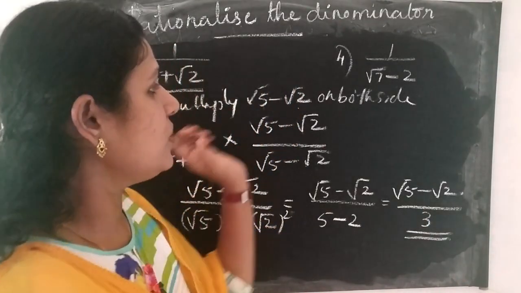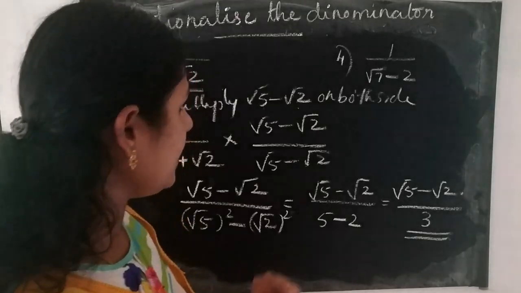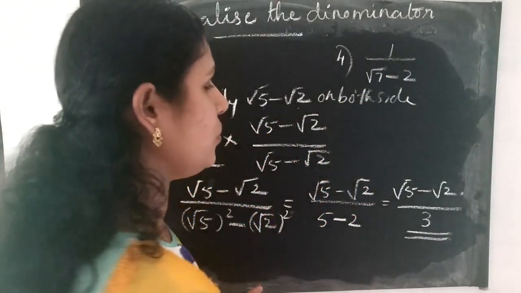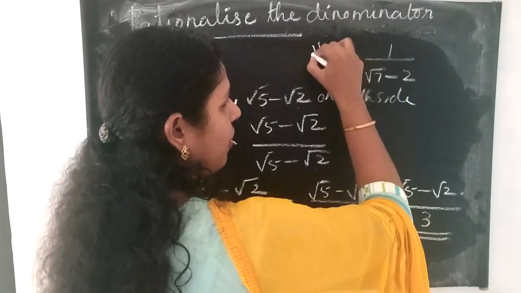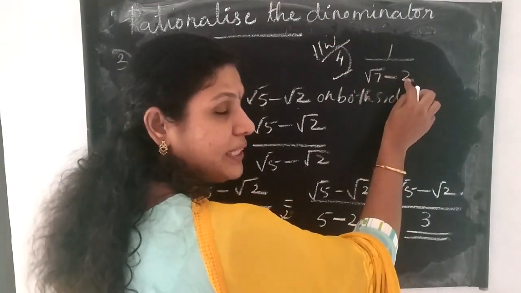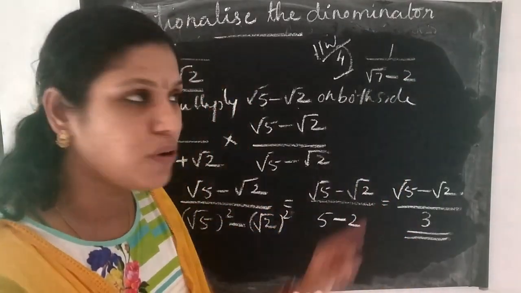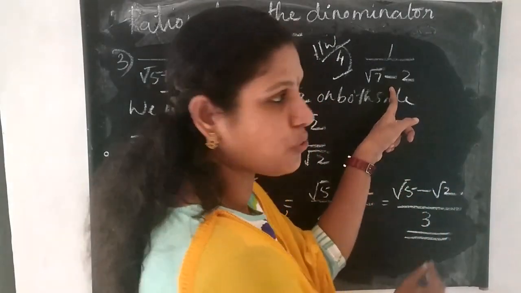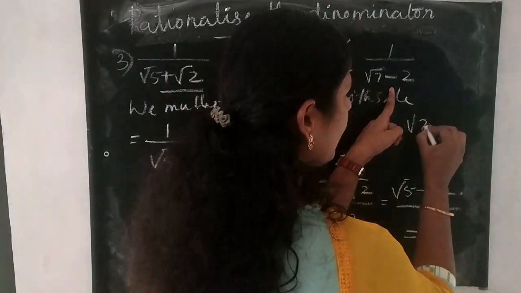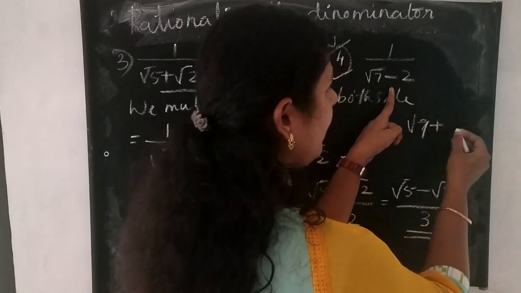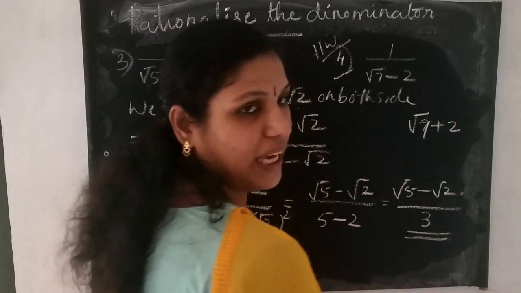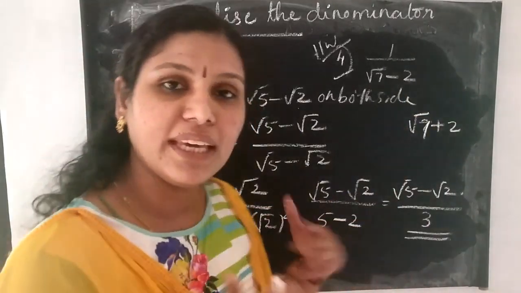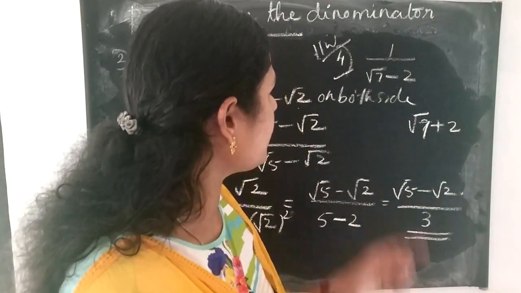Understood? Okay. So the fourth question is 1 divided by root 7 minus root 2. This one you have to do yourself. This is homework. There are 2 terms and we just multiply by the conjugate of root 7 minus root 2. The conjugate of root 7 minus root 2 is root 7 plus root 2. We just multiply root 7 plus root 2 on both sides. Then we get the result. Okay, so you should study this.